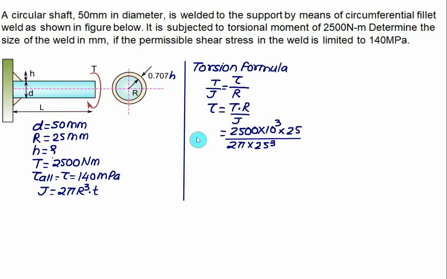And we have shear stress equal to 140 multiplied by t. So from this we can calculate the throat thickness. We have throat thickness as 4.55 mm. The throat thickness is the same as 0.707 multiplied by leg size h. So we require the leg size equal to 6.43 mm.